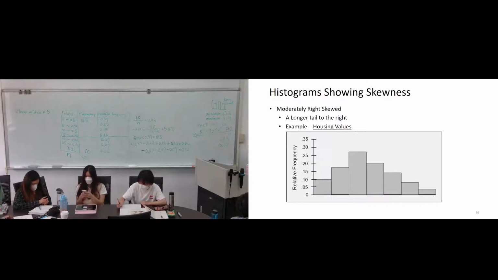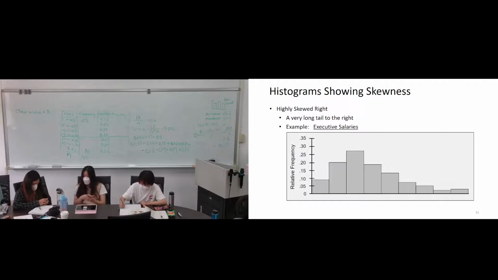How about this one? The housing values. As you can see, the right tail is longer than the left tail. So we say that the housing values are moderately skewed right. How about this one? The executive salaries. The salaries have a way longer right tail than the left tail. So we say that the salaries have a very long tail to the right. It is highly skewed right. So we can use the histogram to show the skewness.